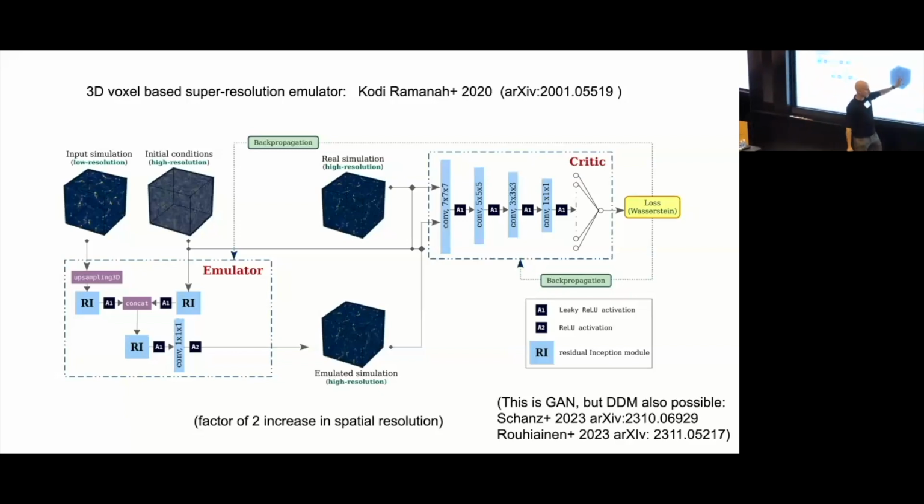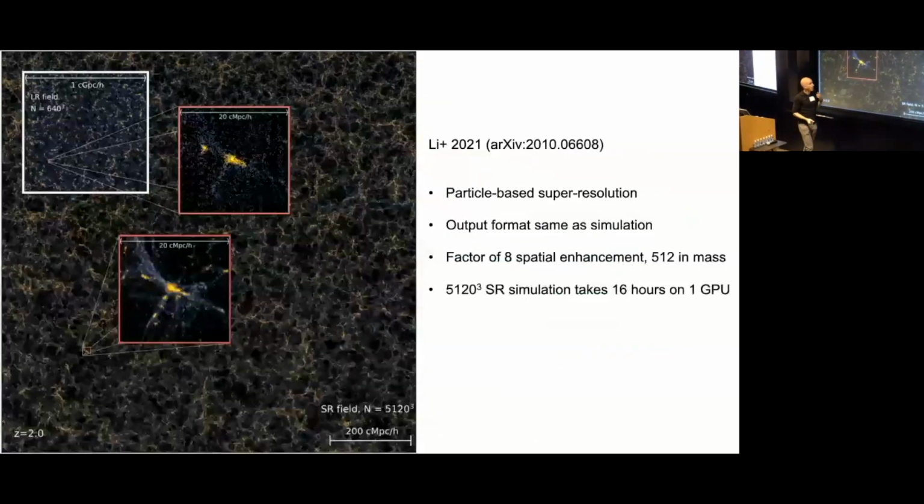So this was a GAN. There's also work that's been done more recently with denoising diffusion models. These two nice papers here are doing a similar thing, and they have some other advantages as well. Here is a particle-based simulation for super resolution.